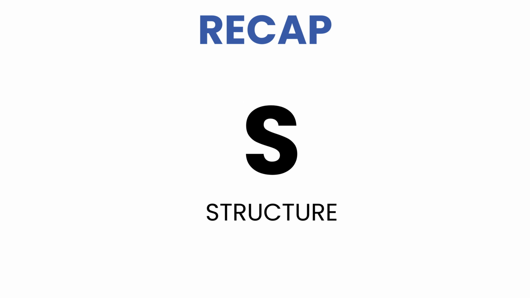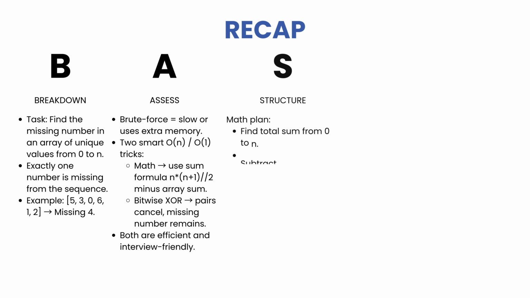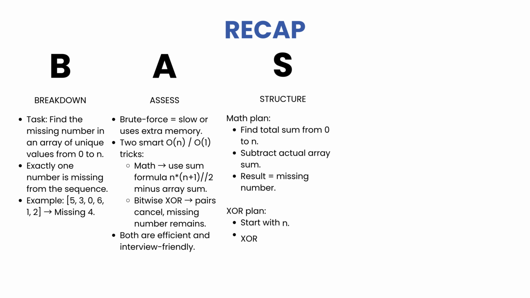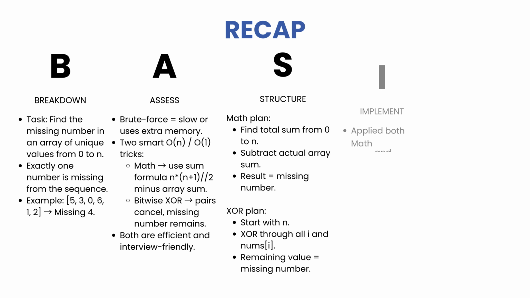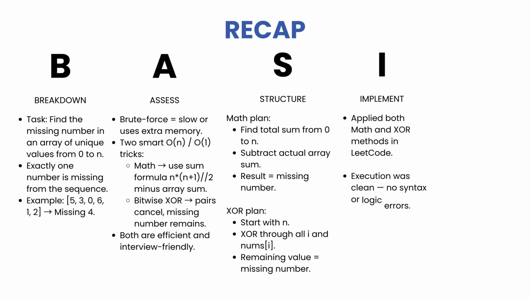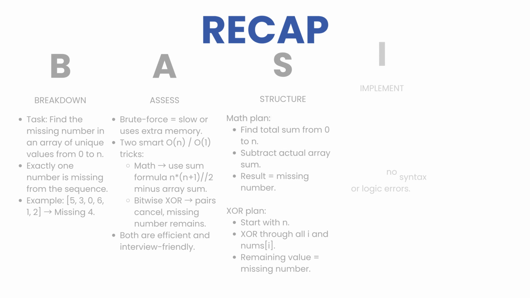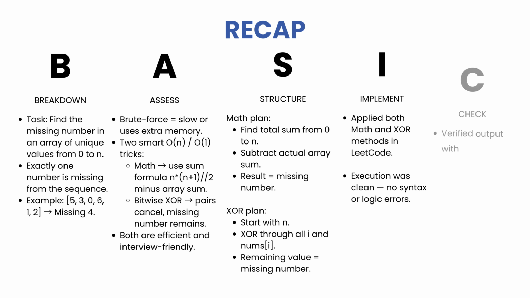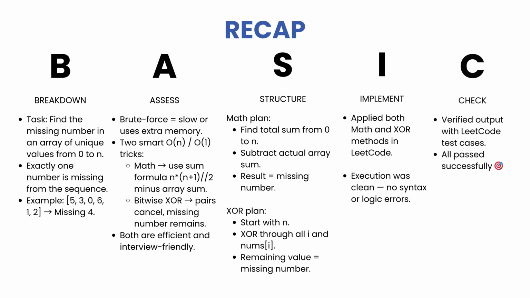Structure recap. The logic came down to this: calculate the expected total or XOR pattern, then compare it to what we have in the array. The difference, or the leftover bit, is our missing number. Implement recap. We implemented both approaches on LeetCode, and the code ran smoothly without any errors. Check recap. After testing across various cases, the results were consistent, confirming that both methods worked perfectly and efficiently.